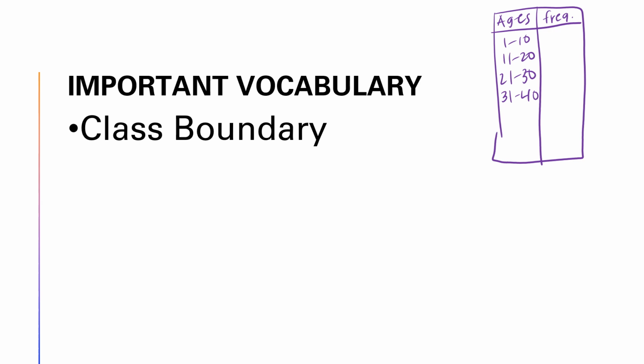The class boundary is basically the halfway point between the end of the first class and the beginning of the next class. So what's the halfway point between 10 and 11? It's 10.5. A lot of times you don't have to make this complicated. You can just think to yourself, if I was trying to get in between 10 and 11, what's the halfway point? Of course, it's 10 and a half.